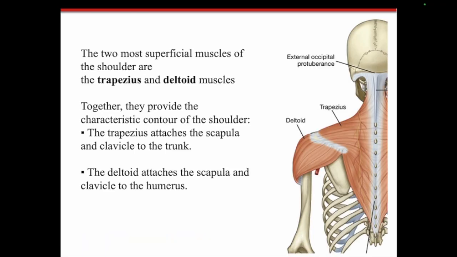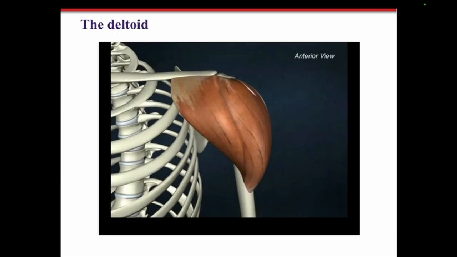So we are going to continue our short review, going through the muscles of the upper limb and the lower limb. The upper limb and the shoulder, we already covered one muscle, which was the trapezius, but then we have also the deltoid, which attaches the scapula and the clavicle to the humerus.